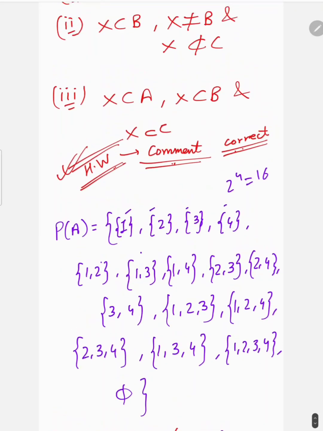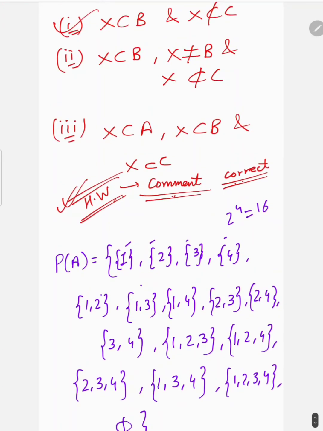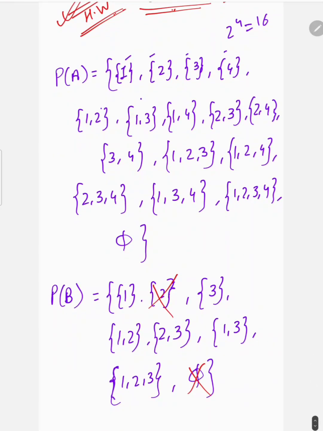Part 2: X is a subset of B, X is not equal to B, and X is not a subset of C. Okay.